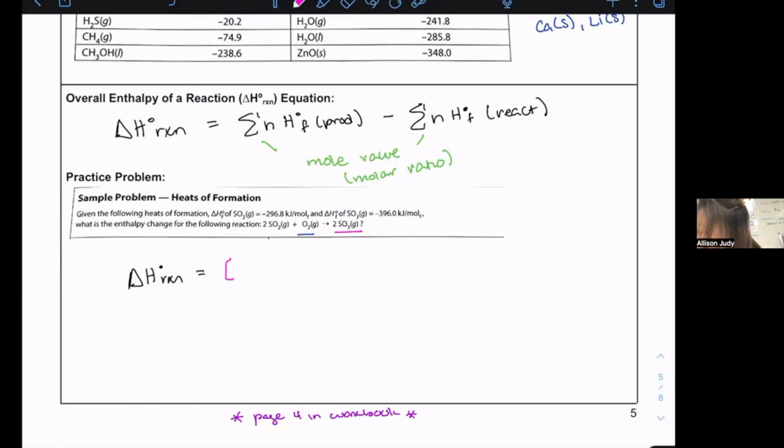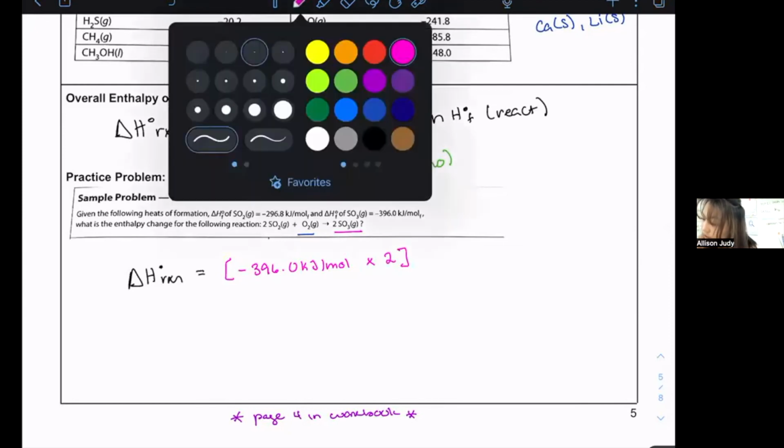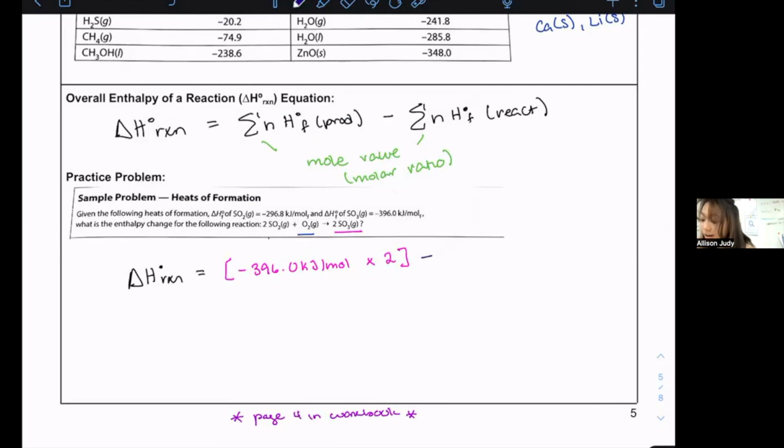SO3's enthalpy of formation value is -396.0 kilojoules per mole. And according to my balanced chemical reaction, I have a molar ratio of 2 of those compounds formed. So that means times 2 of that much energy is released in this reaction. So that's my product. And then I subtract it from the sum of my reactant energy.